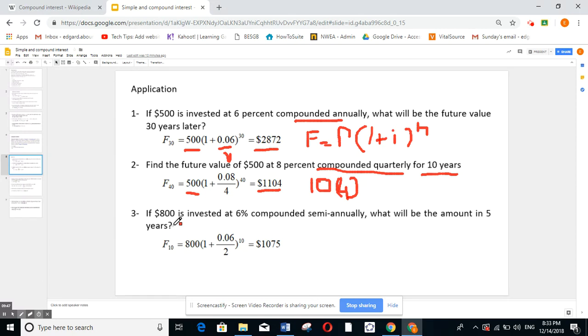Number 3, if $800 is invested at 6% compounded semi-annually, so the 6% you divide by 2. You're going to put $800 for 5 years, because it's twice per year and 5 years. So the power will be 10. So the calculation will give me 1,075. And if you want to find the interest gained, you do this minus that. You're going to get $275.